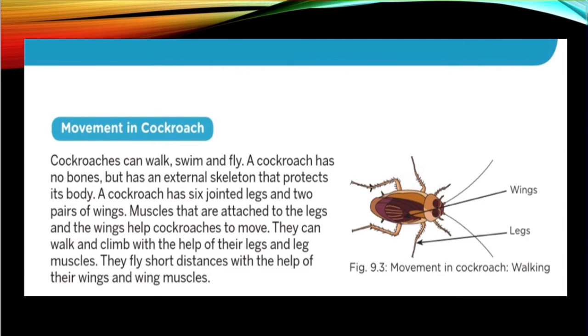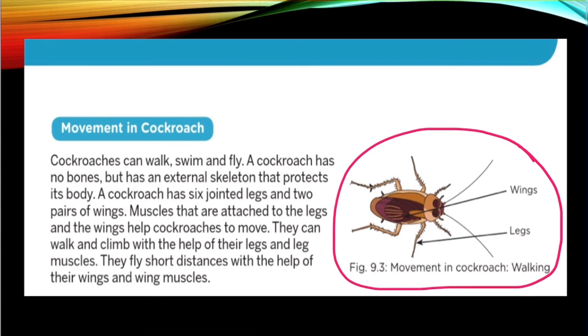Now you all can see the picture of a cockroach, and we all know that cockroaches can walk, swim and fly. Now let us study the structure of a cockroach. A cockroach has no bones but has an external skeleton that protects its body. A cockroach has 6 jointed legs. We can count 1, 2, 3, 4, 5, 6. So a cockroach has 6 jointed legs, or somewhere we used to see 3 pairs. 3 pairs or 6 jointed legs means the same, and 2 pairs of wings.